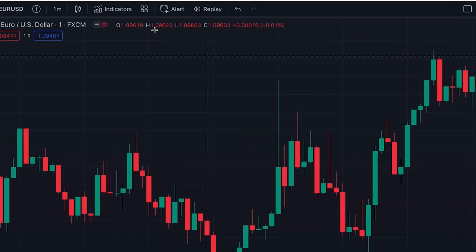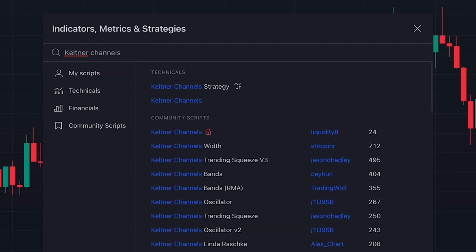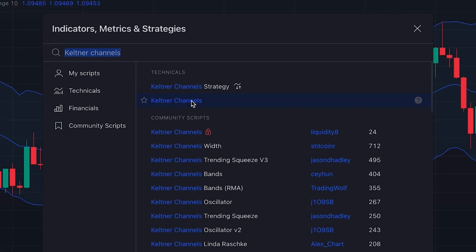Alright, for this strategy we must add 3 indicators. For adding them, here we click on indicators and we simply search their name. The first one that we want to add is Keltner channels, this one, which is a built-in indicator on TradingView platform, and we add 2 Keltner channels because in this strategy we need 2.